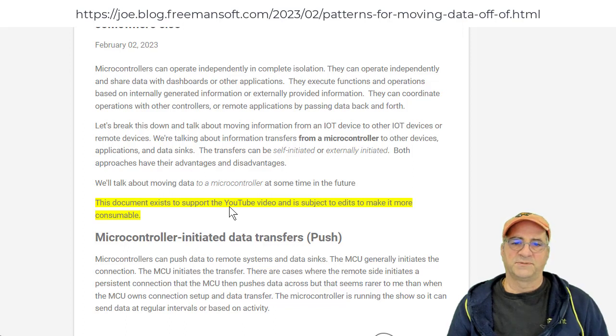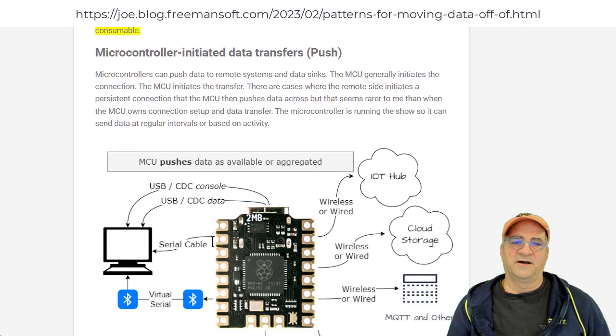In the case of the push model, the microcontroller sends the data itself. In the case of a pull model, the recipient initiates a connection and asks for the data, and the microcontroller provides it. But either way, we're moving data off the microcontroller.